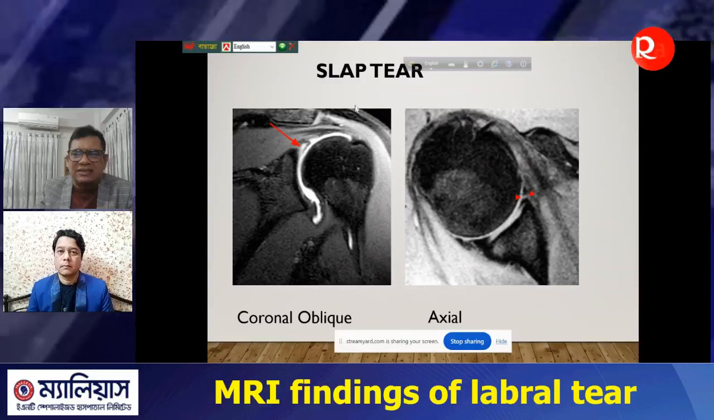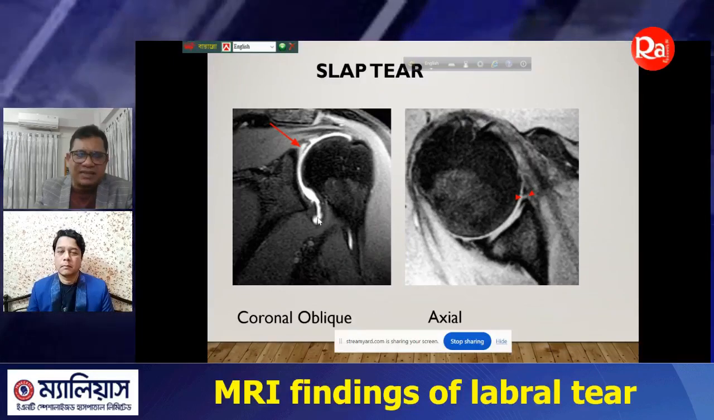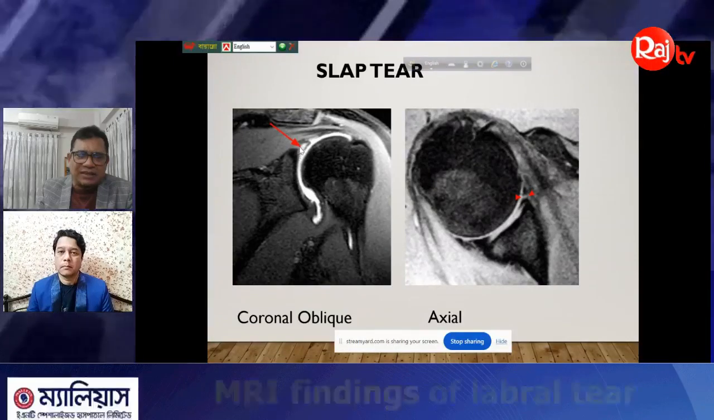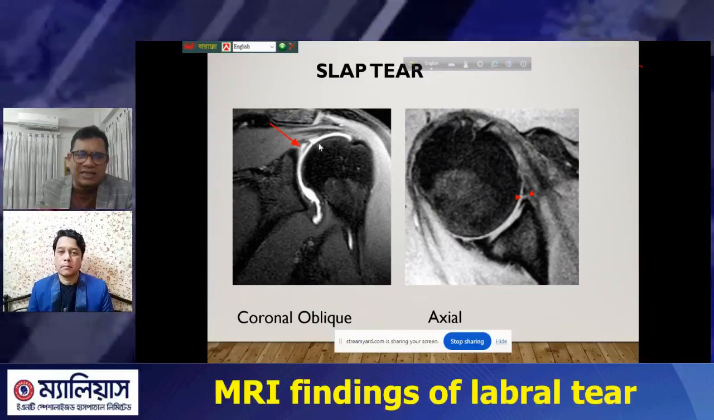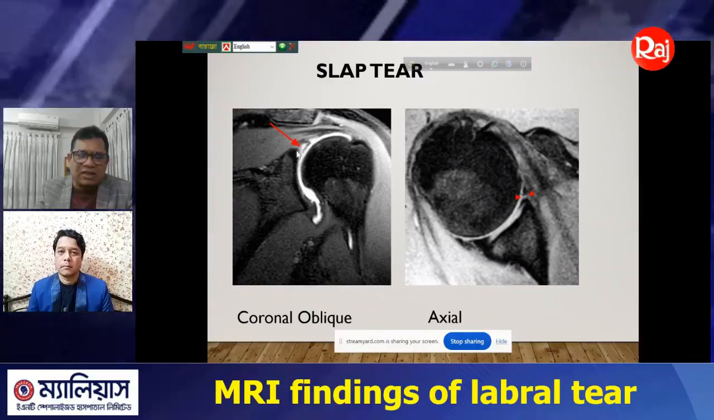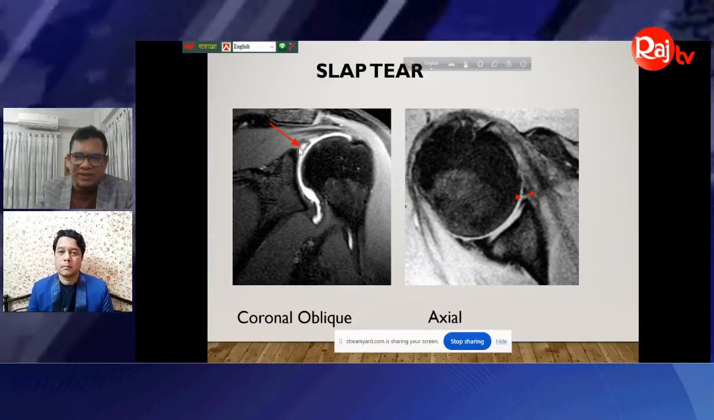And in this slide, we also see the SLAP tear. That is in coronal oblique view, there is a superior labral tear which is depicted laterally, that means towards the humeral head. So it is confirmed that it is a superior labral tear.